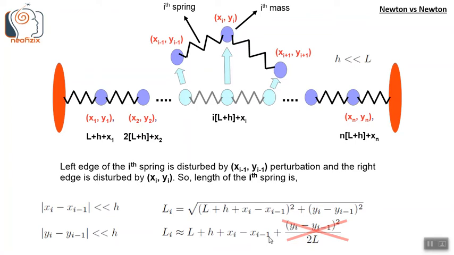The force exerted by the spring depends on its instantaneous length, rather on the difference between L_i and L, which is this factor h plus x_i minus x_{i-1}. So this is the first order approximation of the instantaneous disturbance in the length of the ith spring. So this shows how much the ith spring has been disturbed from its resting state. When we multiply this disturbed length by the spring constant k, we get the force or tension exerted by the ith spring.